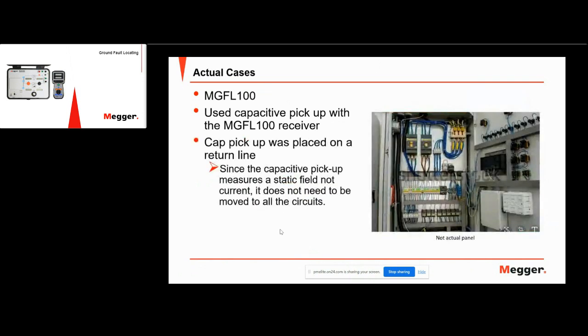So we placed that on one of the lines, and then we were able to take the current clamp and go through each individual circuit, and we literally could see this one's all capacitive, all capacitive, all capacitive. Then we finally found a line that actually had the real resistive current. So out of the 100 circuits, there was only one that was actually drawing real resistive current, and we found it right away.